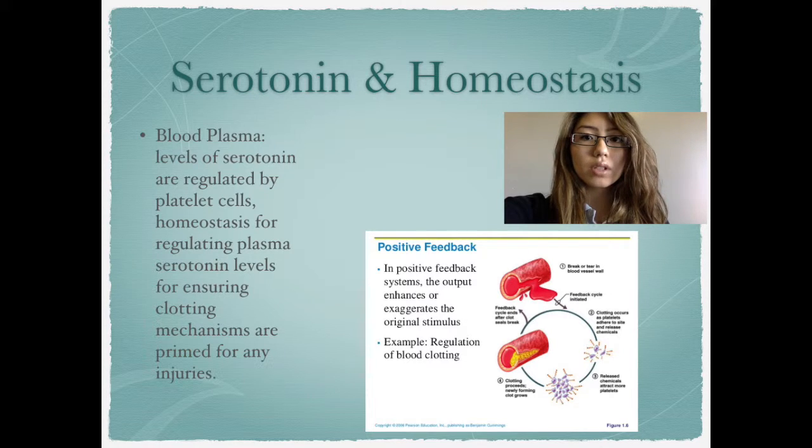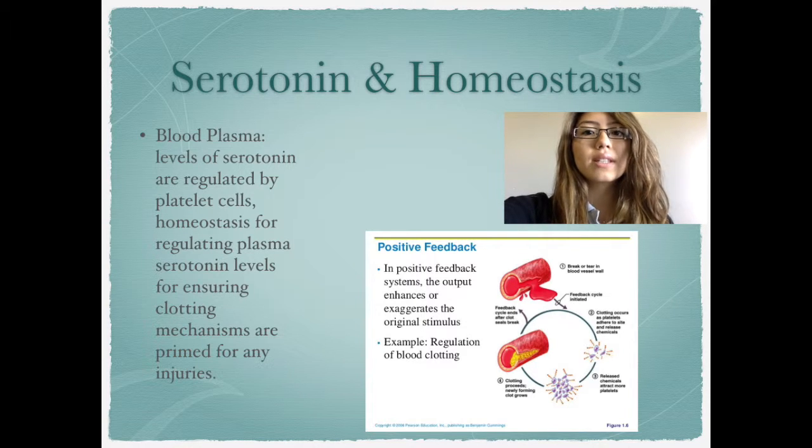Blood plasma levels of serotonin are regulated by platelet cells through the serotonin transporter, which is expressed on the platelet cell membrane. In the image below, we can see that the regulation of blood clotting is an example of positive feedback. In a positive feedback system, the output enhances the original stimulus.